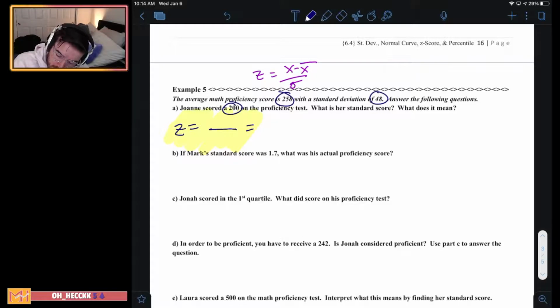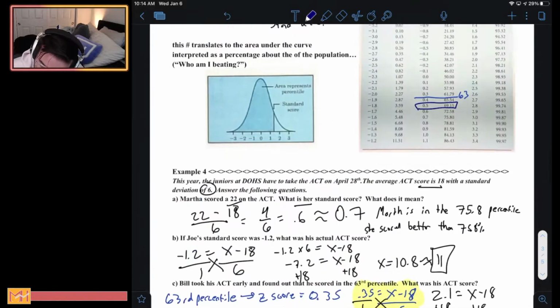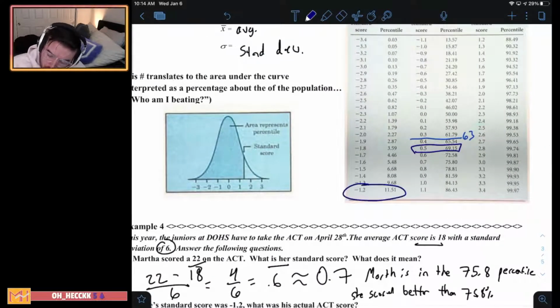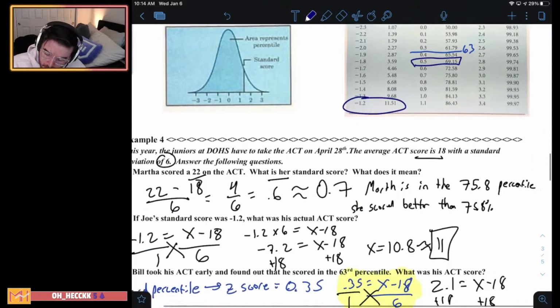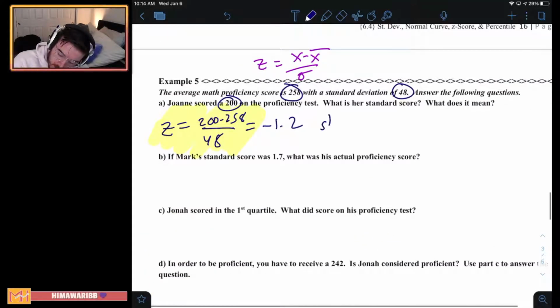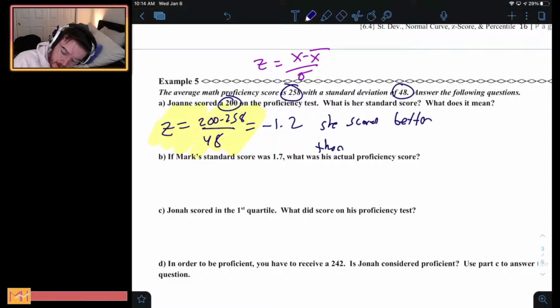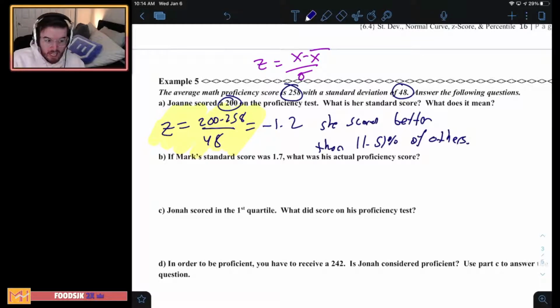Okay, so what you should have done is 200, her score, minus the average, divided by the standard deviation. You end up with negative 1.2. So if she got a negative 1.2 standard score, that means she's in the 11.51st percentile. She scored better than 11.51% of others. So she's honestly in the bottom.